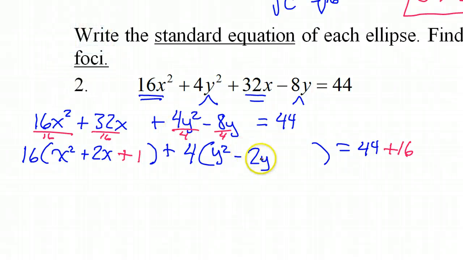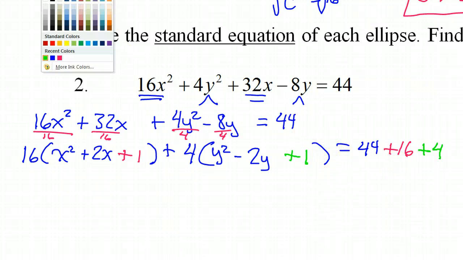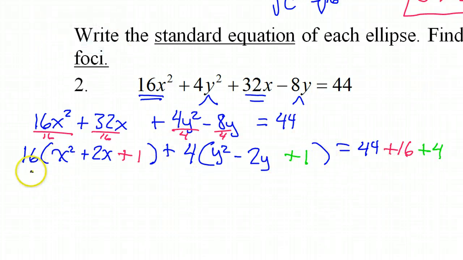Similarly, half of 2 is 1. 1 squared is 1. But again, I'm not going to put plus 1 on the other side. It's really 4 times 1, which is 4. So I need to add 4 to the other side to balance that out. That's the tricky part.